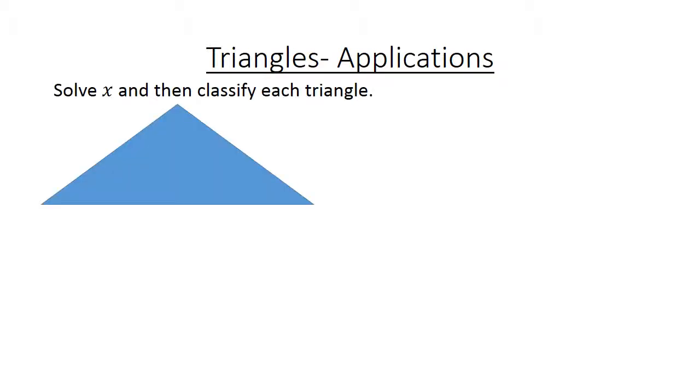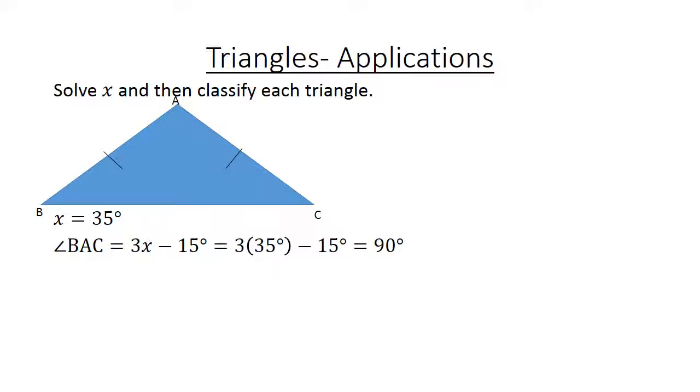Triangles applications continues. We have solved x in triangle ABC. x equals 35 degrees. Angle BAC equals 3x minus 15 degrees. We substitute the x with 35 degrees, and it equals 90 degrees. Angle ABC equals x plus 10 degrees equals 35 degrees plus 10 degrees equals 45 degrees.